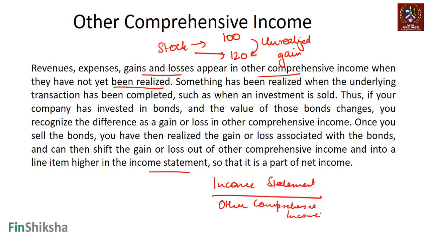Now, the treatment of other comprehensive income differs in Indian GAAP and IFRS, but typically any unrealized gains or losses that are occurring in the company's normal course of work are going to come under other comprehensive income. These are gains that have not been materialized, right?